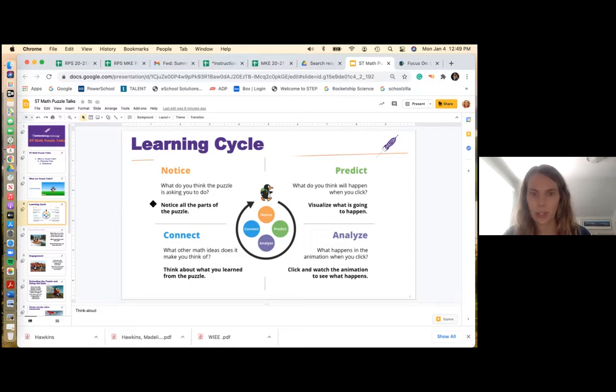And these are some questions that you would ask: What do you think the puzzle is asking you to do? What do you notice about the puzzle? The next is making predictions. What do you think is going to happen? If I click this, what's going to happen? Analyzing is the next piece: okay, we clicked that. What did happen? Why? What could we have done differently? And then finally, connecting it to our larger math content.